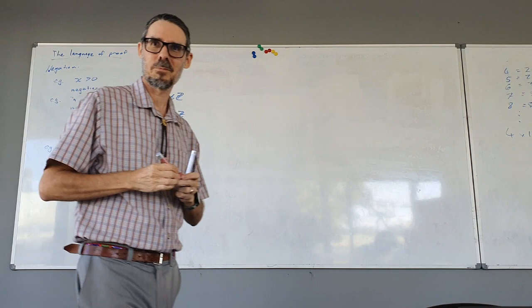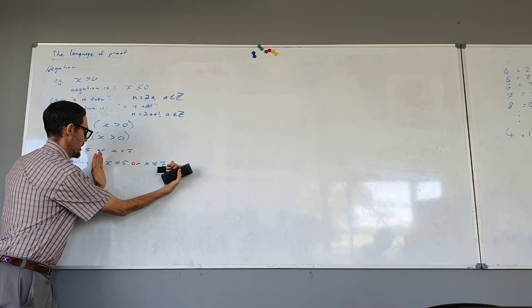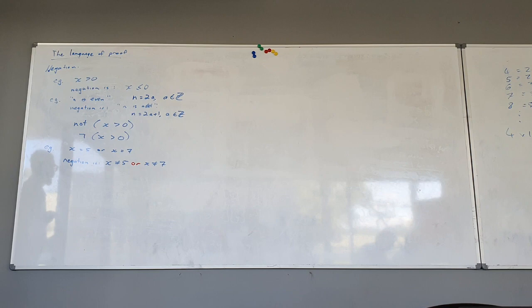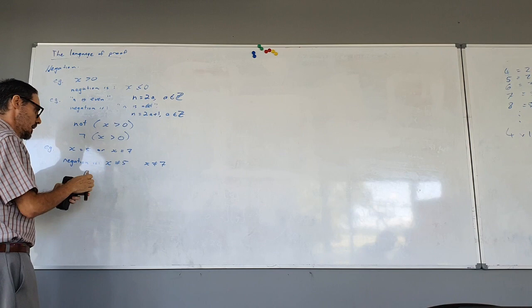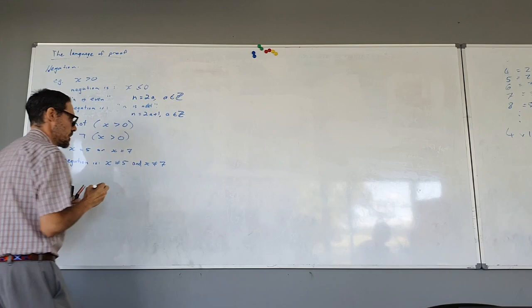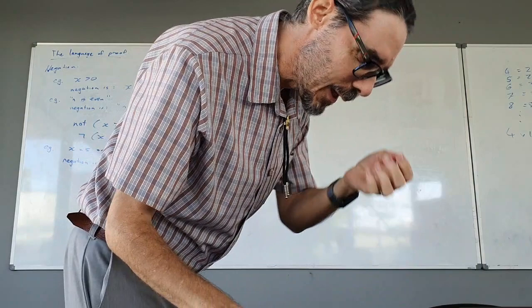Because this statement here is true of every single possible value of x. It's always true. X is always either not 5 or not 7, because if it is 5, it's still not 7. If you're negating an or, you have to change it to and. And if you're negating an and, guess what you do? Or. You make it an or.